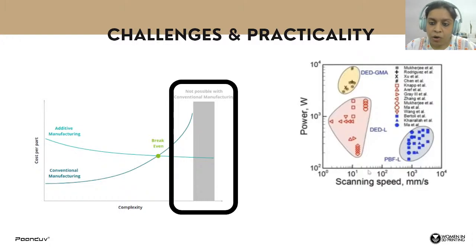The right hand side plot is a plot between power and scanning speed of the laser, and it shows the parameter range for LPBF and DED. You can see the parameter window is quite wide because the scale is a log scale. Even the LPBF parameter window is not narrow. So when an experimentalist is exploring and trying to optimize these parameters, he has to go through a lot of experimentation, and it can take a lot of his time to actually do the experiments and get the data out of it.